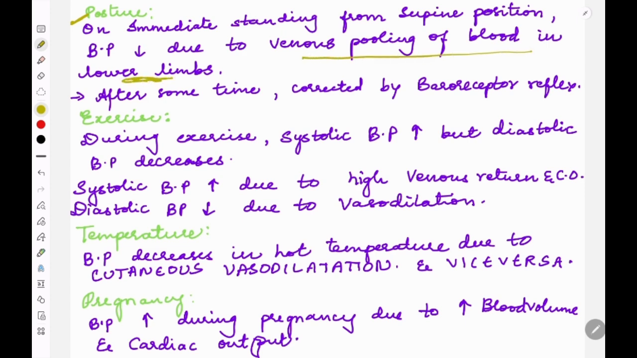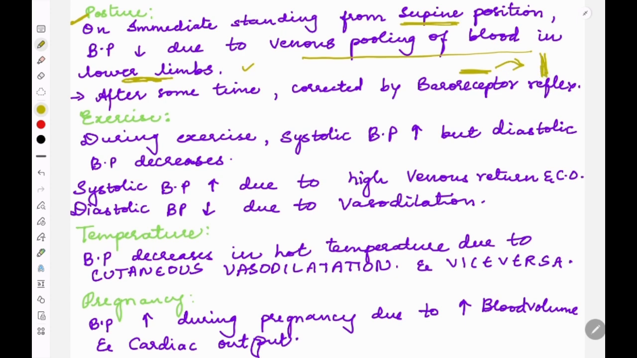So what they are trying to say is that what happens when the person immediately stands from the sleeping position or the supine position is that the blood in the body gets diverted to the lower parts of the body, that is, the lower limbs. Why does it get diverted? Because of the effect of gravity. When the person changes position from supine to standing, the blood drains to the lower part of the body because of gravity.